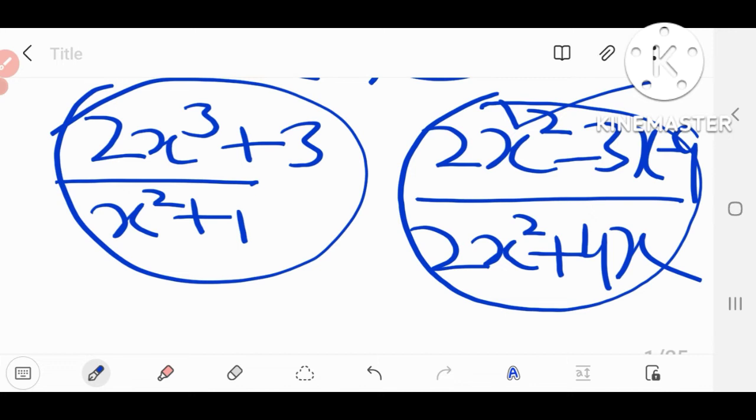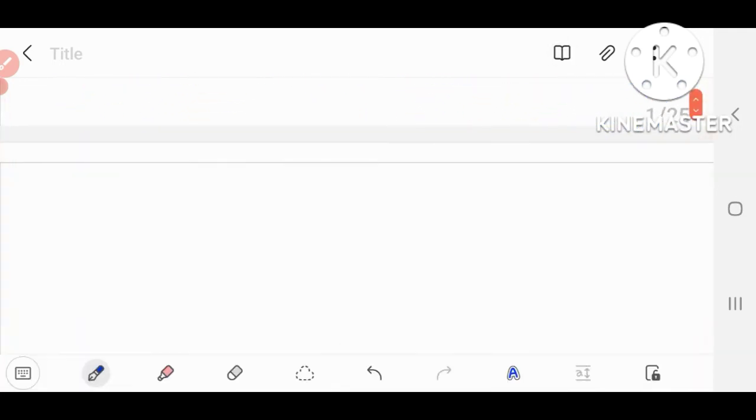But when we combine both of them, then they are called an algebraic fraction, not an algebraic expression. The name will change to algebraic fraction because one is in the numerator and the second one is in the denominator. Then they both are called, combinedly, the algebraic fraction.